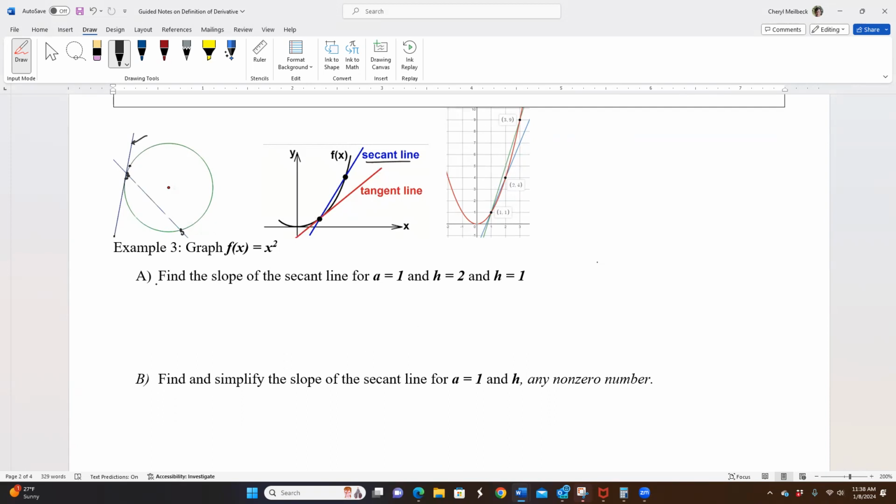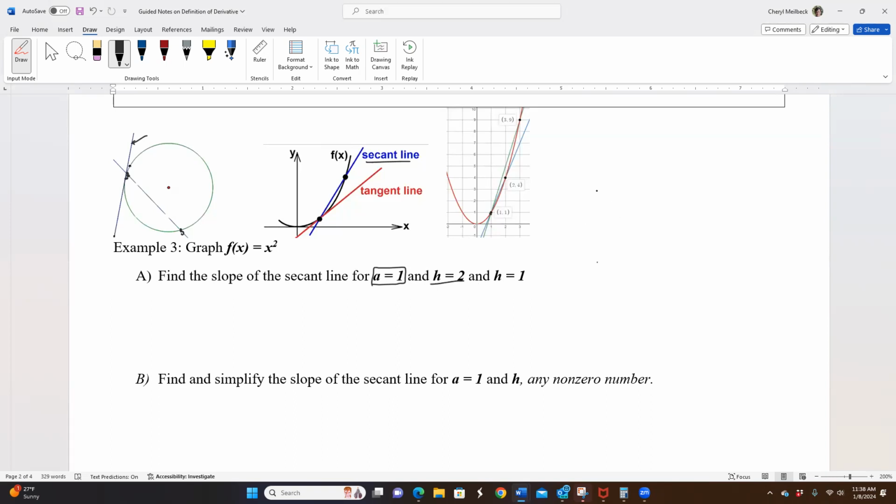In part A, it asks us, for the graph of y equals x squared, which is graphed above, to find the slope of the secant line for a equals 1 and h equals 2 and h equals 1. So a equals 1 means we're starting at 1. When h is 2, we're adding 2.